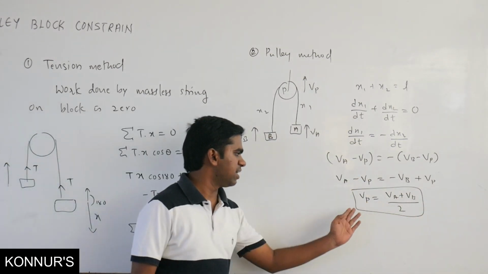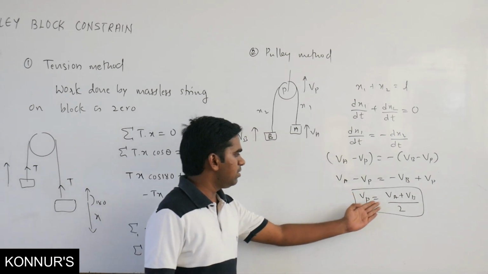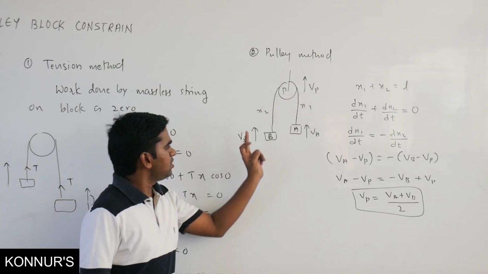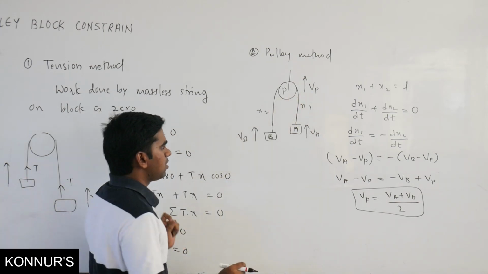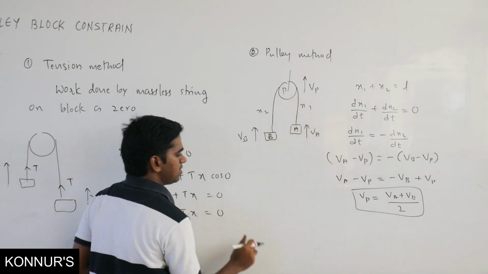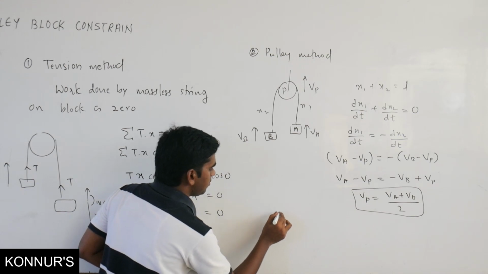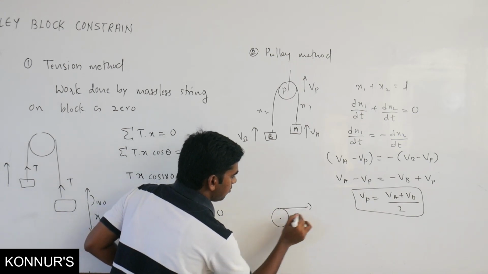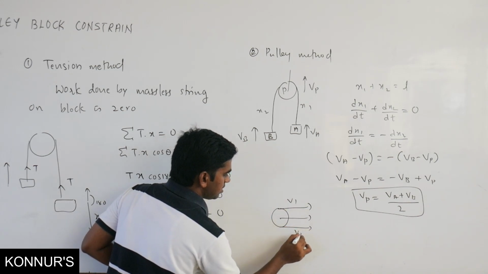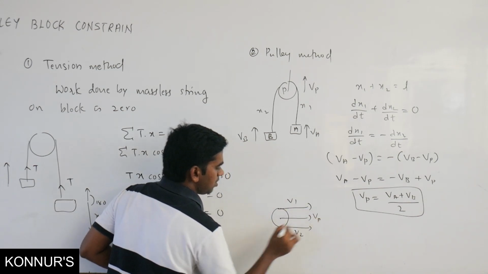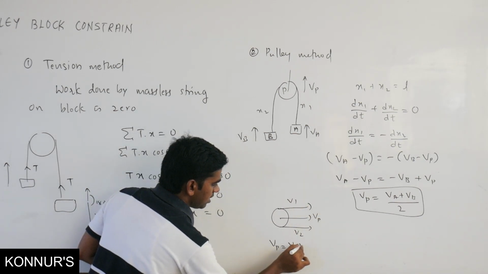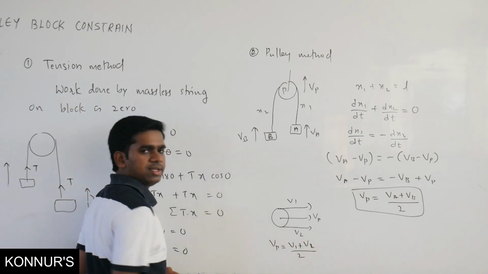If you know two velocities, you can find the third velocity, or if you know VP, you can find VA or VB. But a very important thing is that the direction should be the same, or all the pulleys should have the same velocity, acceleration or displacement in the same direction. Suppose this is the pulley, this is V1, this is V2, and this is the velocity of the pulley. If all are in the same direction, then only you can write Vp equals V1 plus V2 divided by 2.